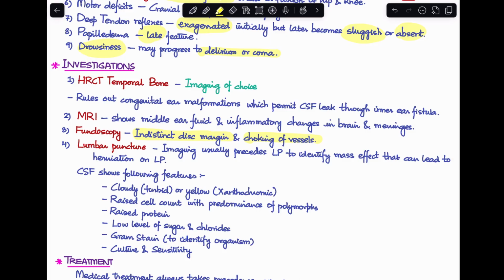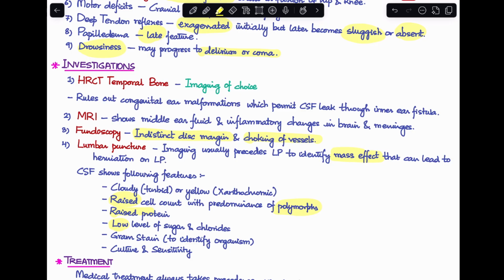Lastly, lumbar puncture. Now, what are the findings that we'll see in CSF? Before that, we should know that usually we should perform an imaging before performing the lumbar puncture so as to identify the mass effect that can lead to herniation on performing lumbar puncture. Now, the CSF in case of meningitis will be cloudy or yellowish in color. It will have a raised cell count with a predominance of polymorphs. There will be a raised protein level, whereas sugar and chloride levels will be low.